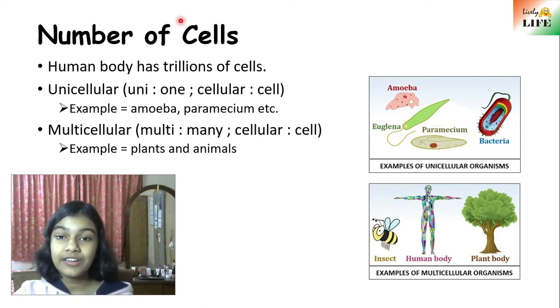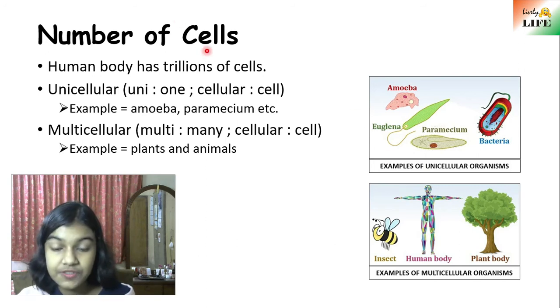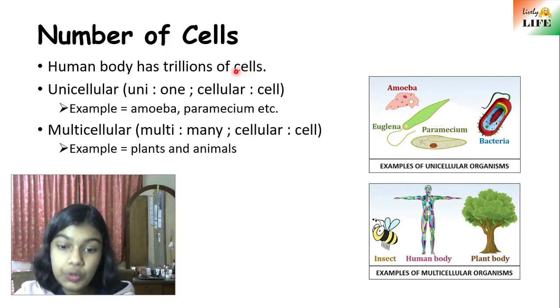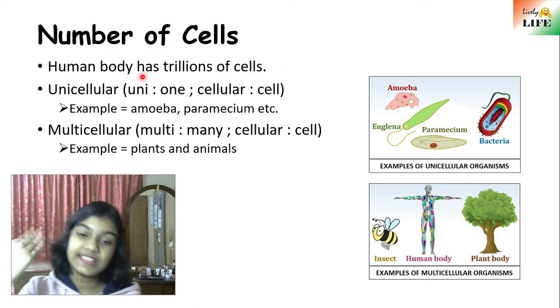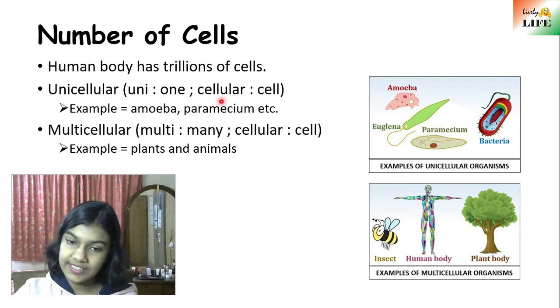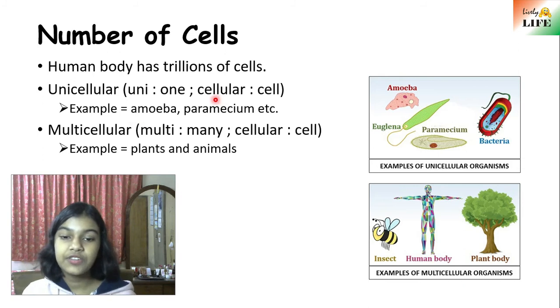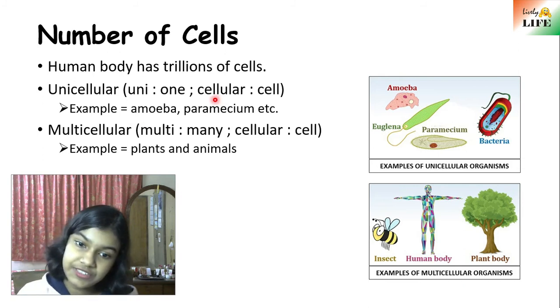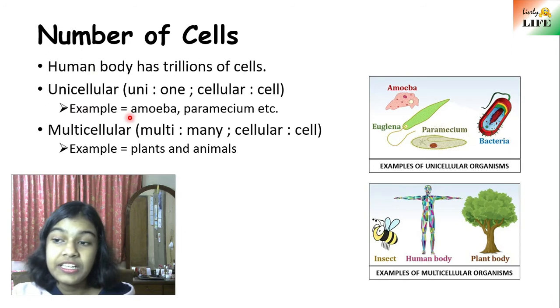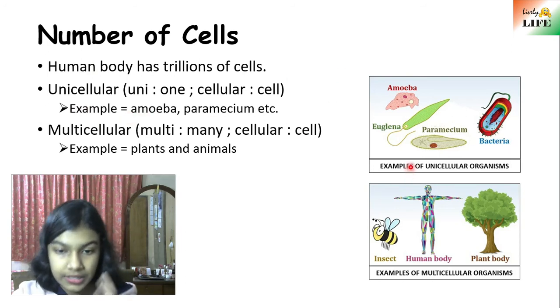So what did we learn? Human beings have trillions of cells, and organisms can be divided into two types on the basis of how many cells are present in them. Unicellular organism, multicellular organism. Okay, so this was how it varies in the number of cells. You saw how some organisms are only made up of one cell, whereas some are made up of many cells, right? In a unicellular organism, the cell performs every function that is needed in a living being.